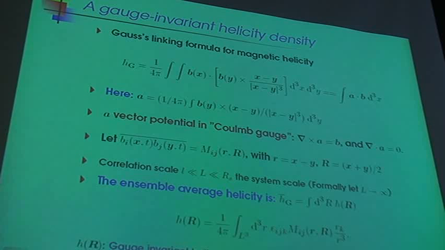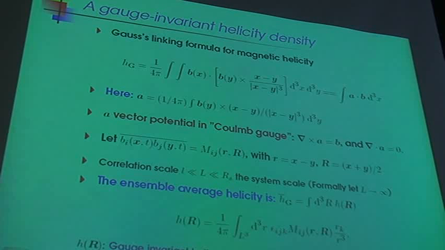Whereas if you use A dot B, you are fixed to some gauge, and in particular they are equal if you define the vector potential in the Coulomb gauge, where divergence of A is 0 and curl of A is B. Then you can go from the Biot-Savart's law and write A as B cross (x minus y) by mod x minus y cubed, d cubed y. Plug this in here and get this.